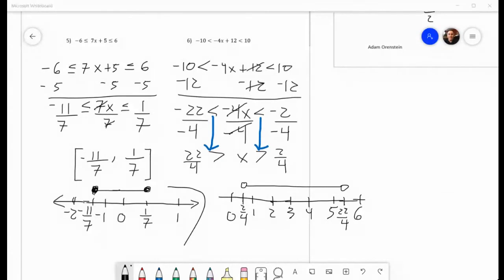So again, here we have the compound inequality. We want to get x all alone. Here, we have to turn the inequalities around because again, we're dividing by -4. Excuse me, we're dividing by a negative number. When you multiply or divide by a negative, you have to flip the inequalities.